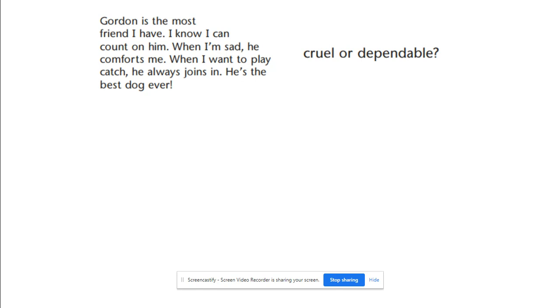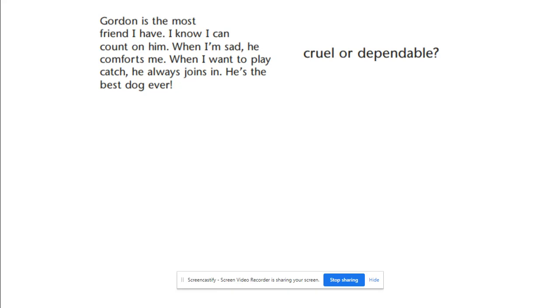I know I can count on him. When I'm sad, he comforts me. When I want to play catch, he always joins in. He's the best dog ever. Now, which adjective would we use to describe this character? Would we use the word cruel, which means mean or unkind, or would we use the word dependable, which means that you can rely on somebody when you need them?